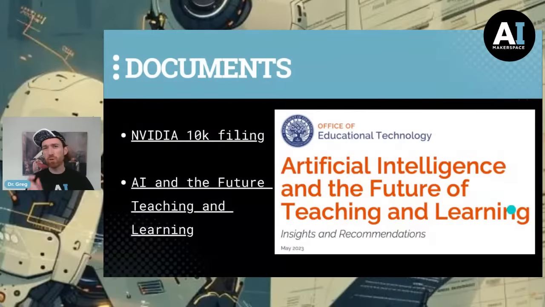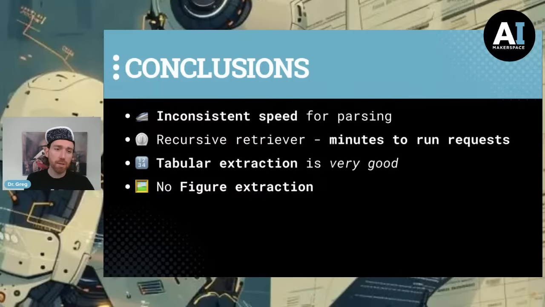We were wondering, can it extract the text? Can it extract the numbers? What's going on? Now, drum roll, please. Well, here's what we found. In conclusion, and we'll walk you through how we got here, but we'll give you the conclusions up front, is that when it came to parsing, there was very inconsistent speed.